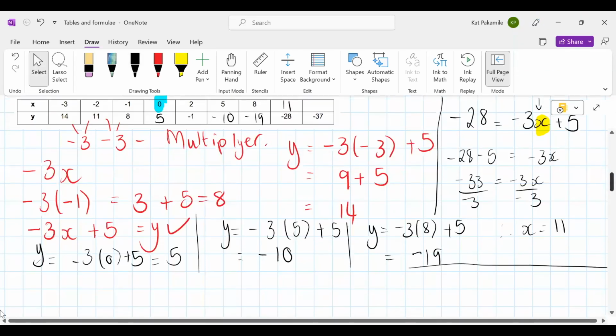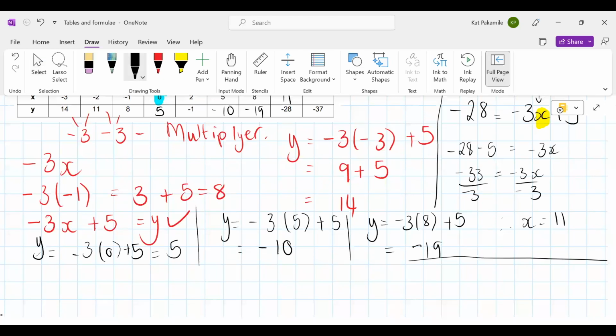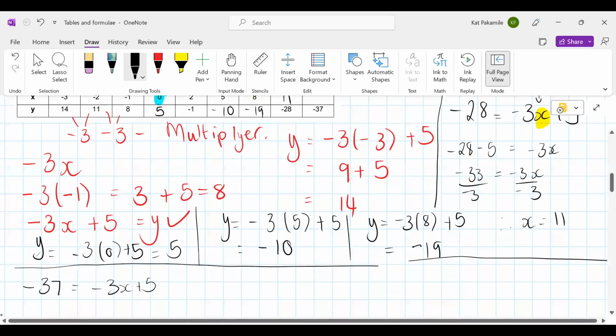Okay, my output this time is negative 37. Negative 37 is equal to negative 3x plus 5. Ma'am, doesn't it become negative 3x minus 5? Remember, the 5 is going over to the other side. So it's going to be negative 37 minus 5. Do you see that? Yes, ma'am. So then, ma'am, I got negative 42. Then I divided it by 3, and then I got negative 14.